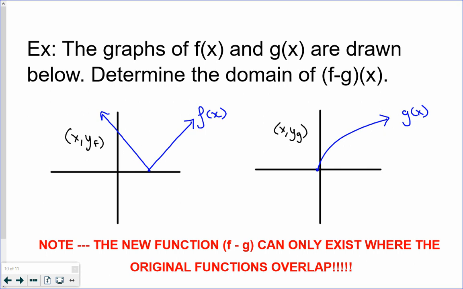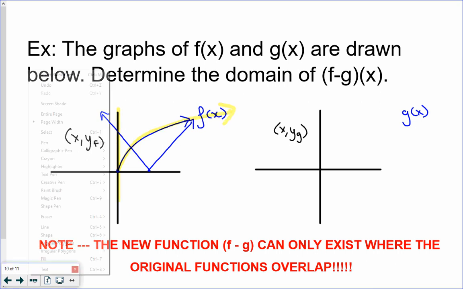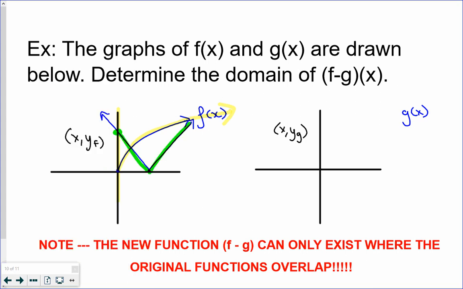So they can only have the same x where they overlap. So if I just drag this over to here, they only overlap starting here. So it's all of that one with just from here. Okay, so it says determine the domain of f minus g. So the domain of f minus g will be all the x's greater than or equal to 0.